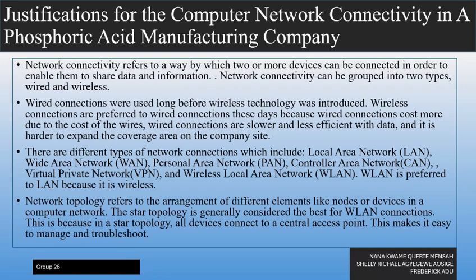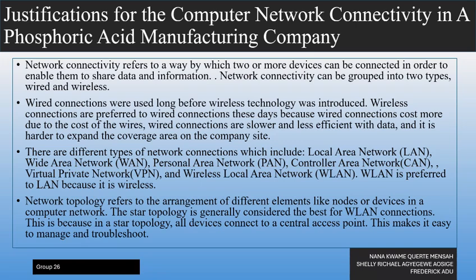Network connectivity can be grouped into two types, which are wired and wireless connections. Wired connections were used long before wireless technology was introduced. Wireless connections are preferred to wired connections these days because wired connections cost more due to the cost of wires. Also, wired connections are slower and less efficient with data as compared to the wireless connections. It is also harder to expand the coverage area of wired connections on the company sites.